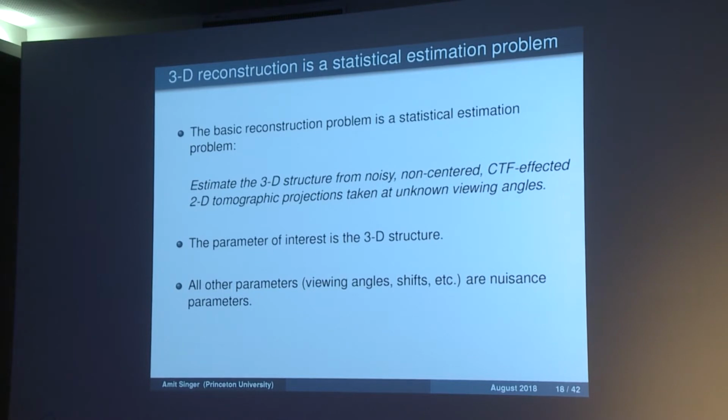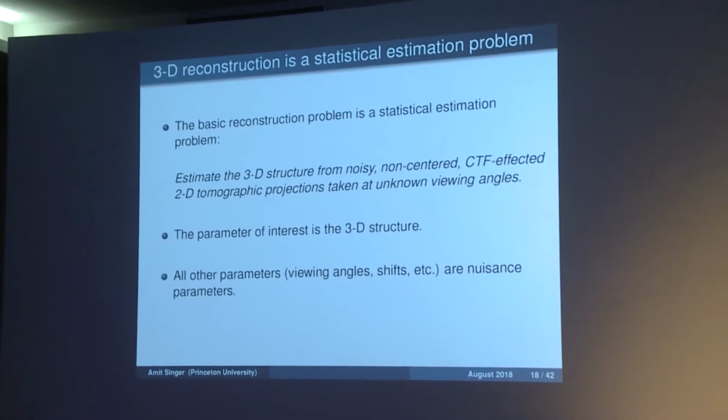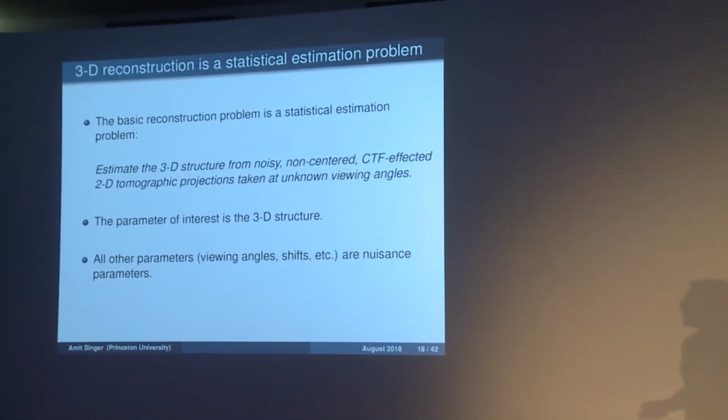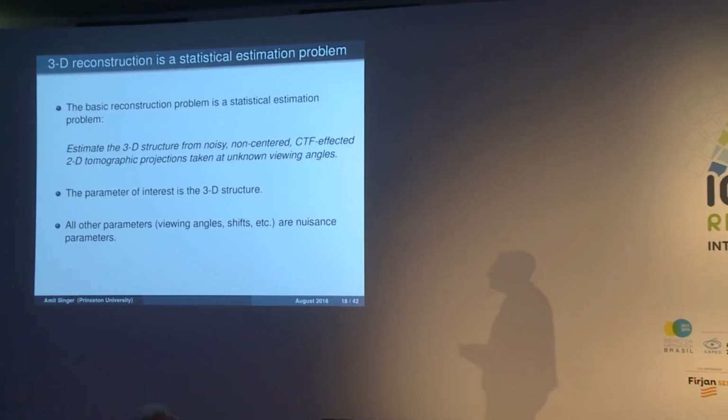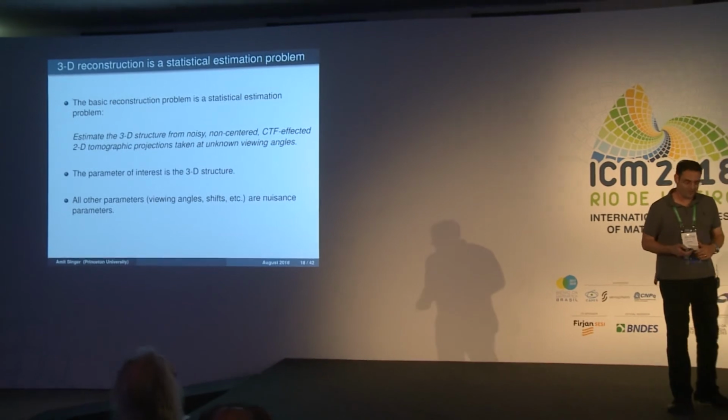So the fact that we cannot estimate the rotations does not mean that we cannot estimate the 3D structure. And I want to convince you that this is indeed the case. Actually, we can do 3D reconstruction at any SNR, no matter how bad the SNR is, given enough images. And in the process, we'll try to understand how many images are really needed. What is the sample complexity of the problem?